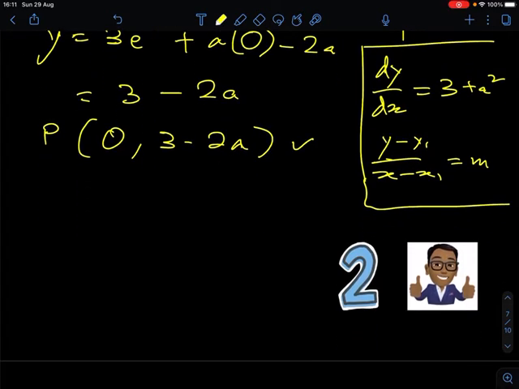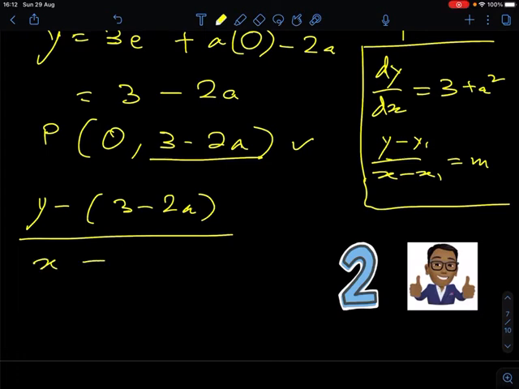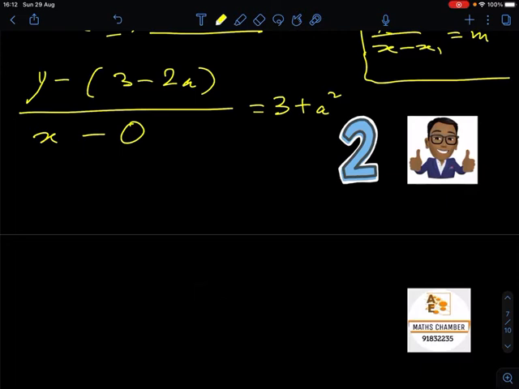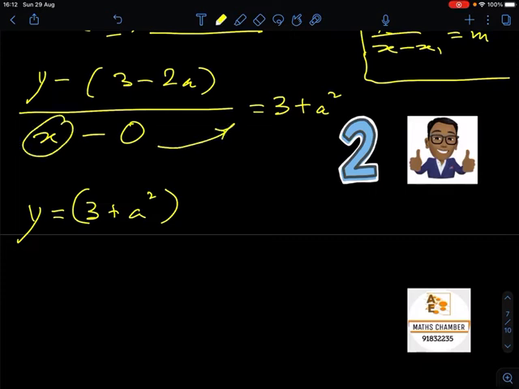So y minus y1, which is 3 minus 2a, over x minus x1, which is 0, equal to m, the gradient, which is 3 plus a squared at the point when x equals 0. We simplify this equation and we get y equal to (3 plus a squared) times x, plus 3 minus 2a.